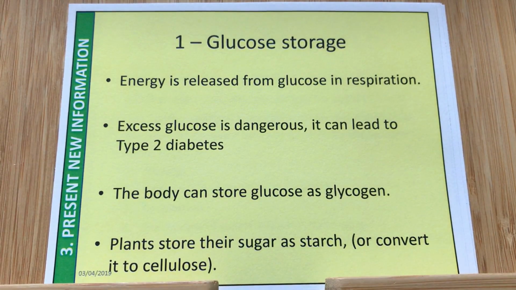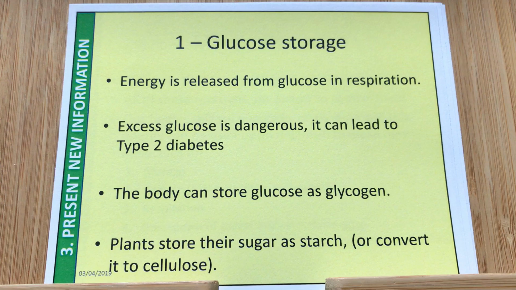So, glucose storage. Energy is released from the glucose in respiration. We said that glucose is a chemical store of energy, and that's released in respiration. If you have too much glucose, it's dangerous because osmosis can strip water out of the cells surrounding the blood vessels. Lots of sugar in the blood creates a really low concentration of water compared to the high concentration of water in the cells. So the cells shrink because the water's been stripped out of them into the blood, and it can lead to type 2 diabetes.